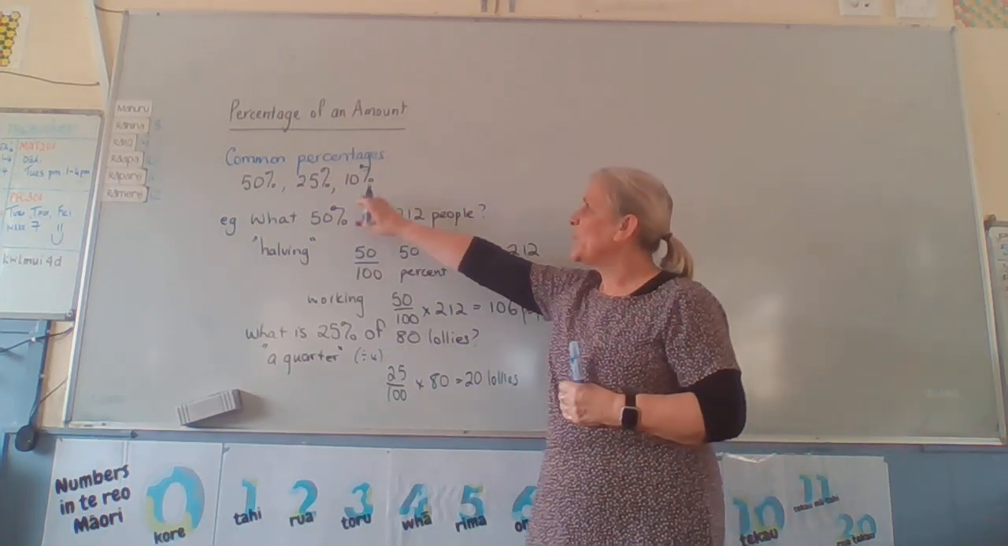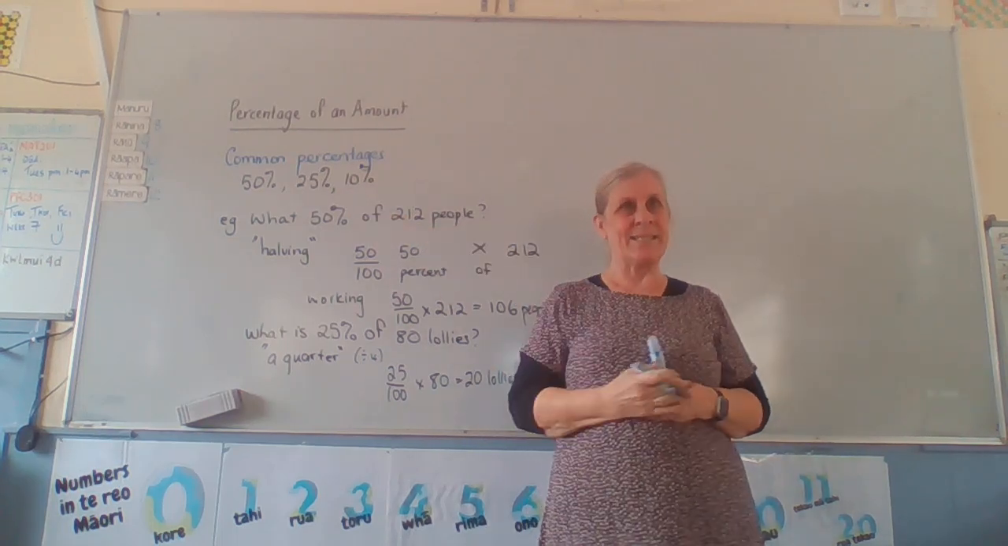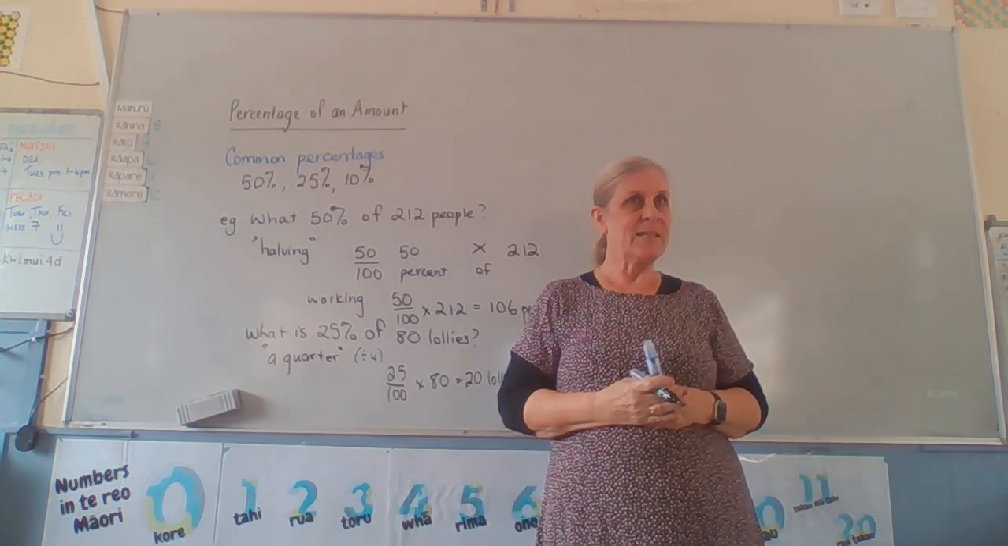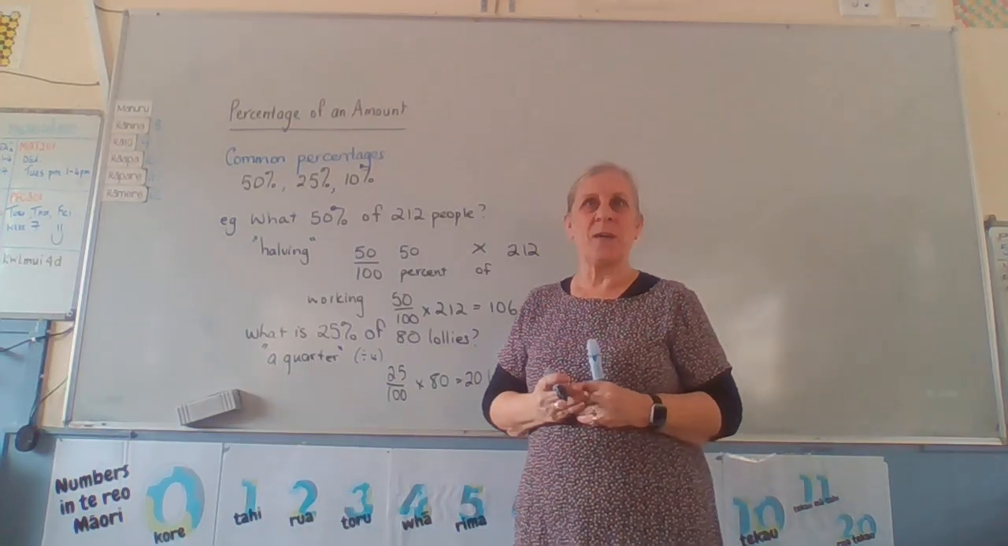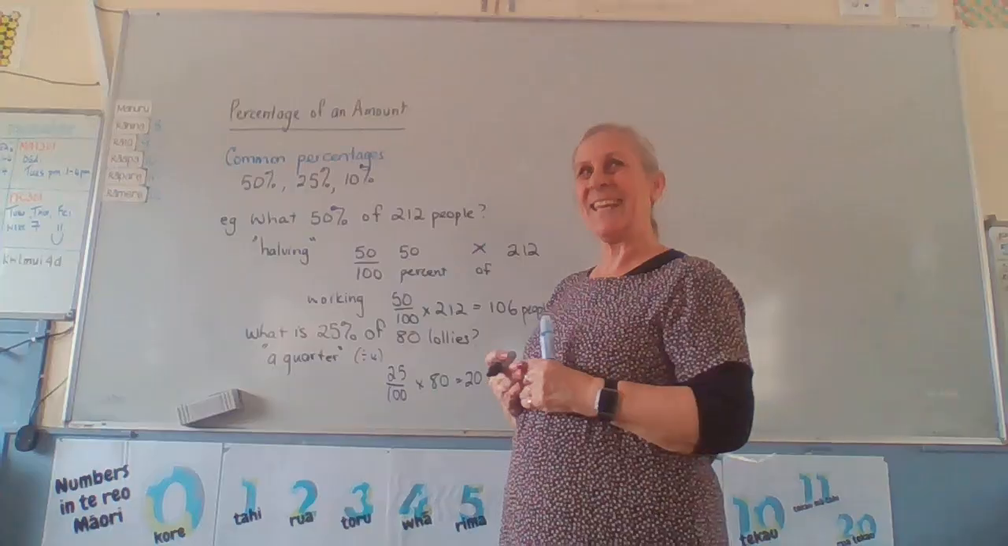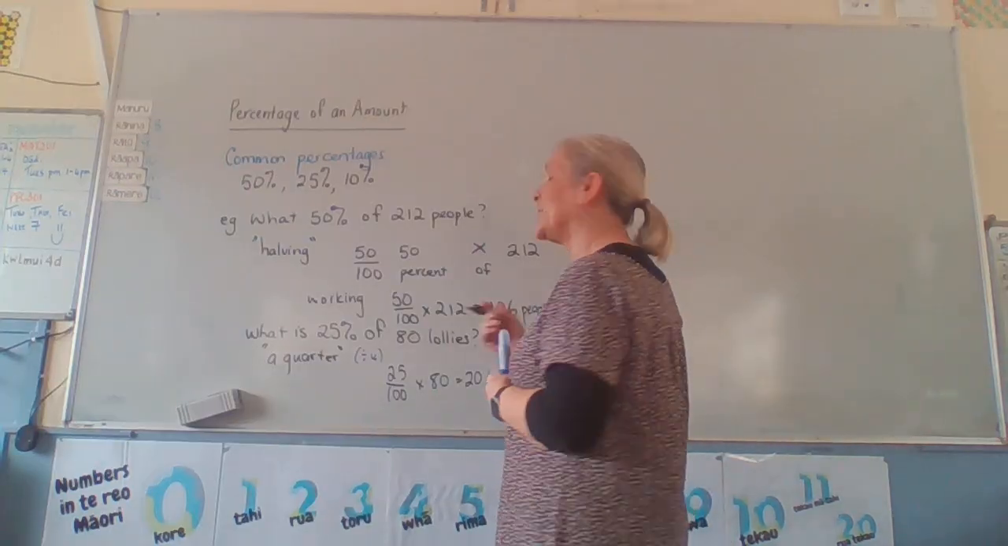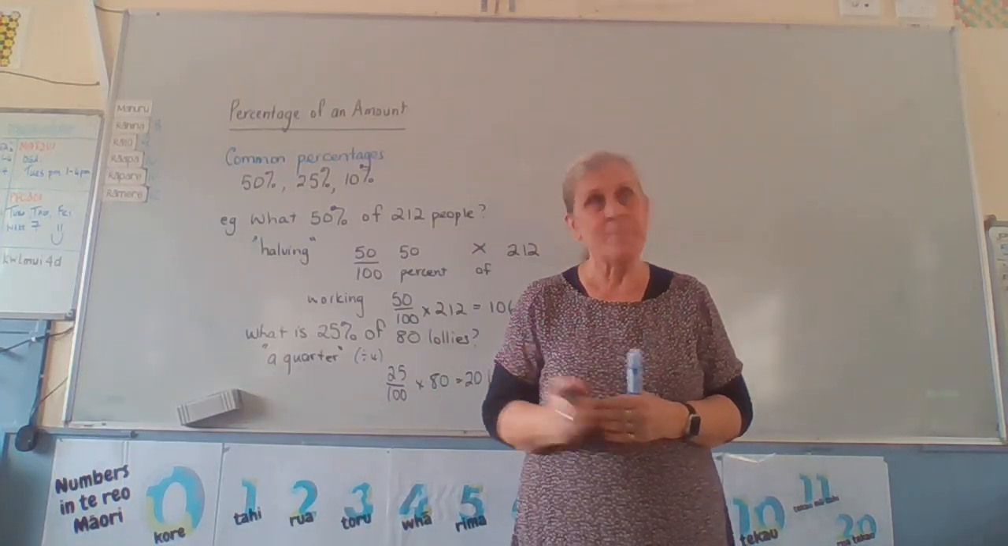All right, so what would we do for 10%? Divide by 10, right? There are 10 tens in 100. All right, so for 10%, we'd be dividing by 10.